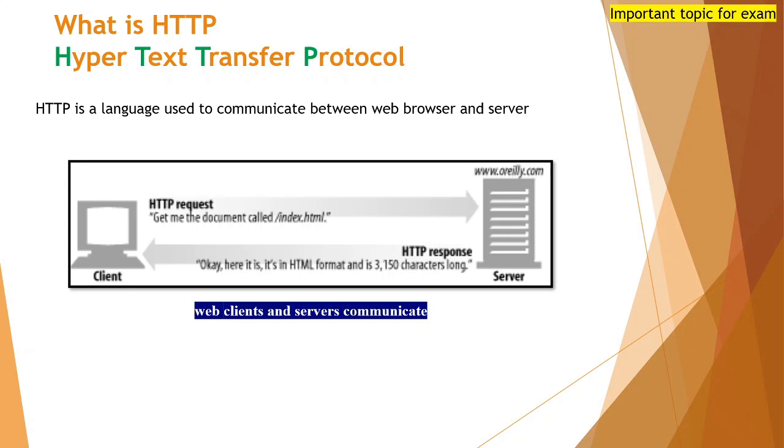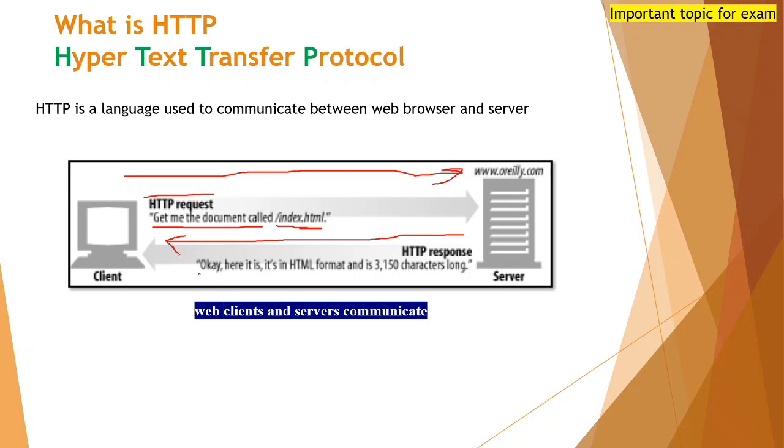the HTTP protocol. Like in this diagram, you can see that the client is sending a GET request, which is called an HTTP request. The client is requesting, please give me the document called index.html. The server will give a response to the client request. Okay, here it is. It's in HTML format and it is XYZ characters long.